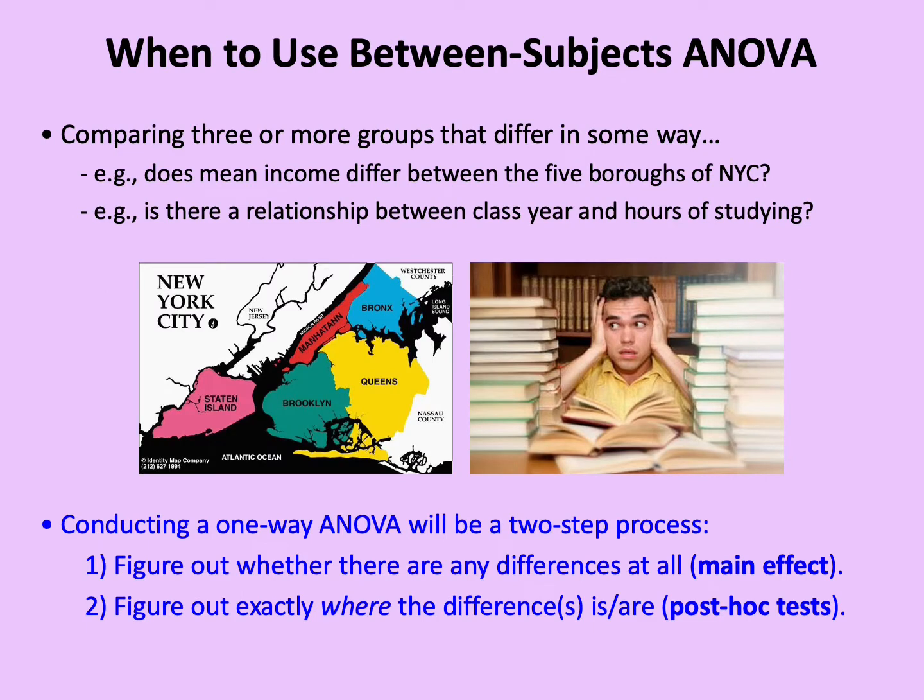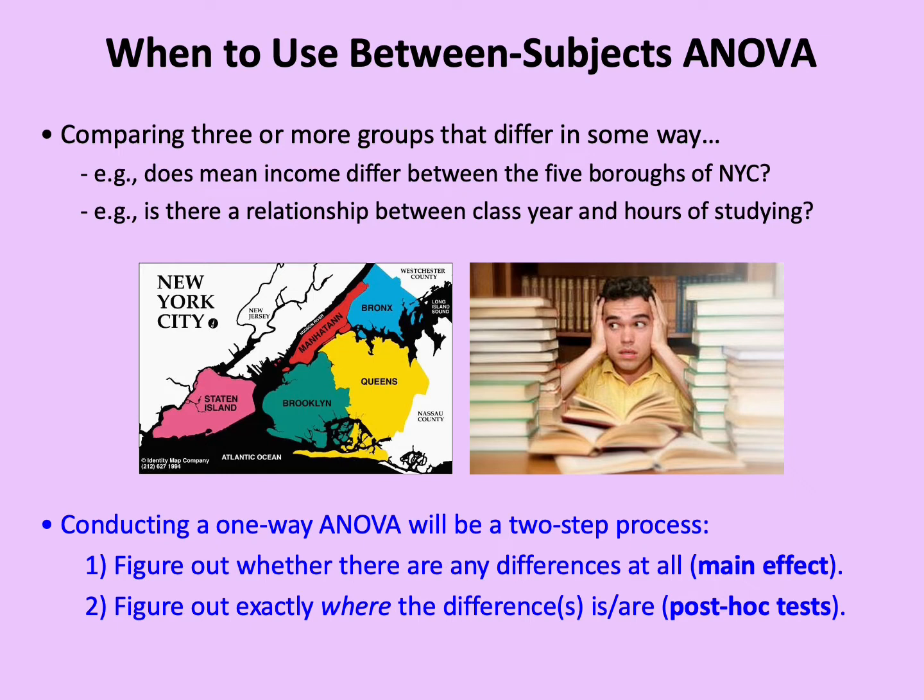Okay, so just to summarize, when do we use a between subjects ANOVA? Whenever we are comparing 3 or more groups of people in an attempt to find some kind of difference in our dependent variable. For example, we might ask, does income differ between the 5 boroughs of New York City? We would sample people from those neighborhoods, ask them for their income, and see if they differ as a function of where people live.